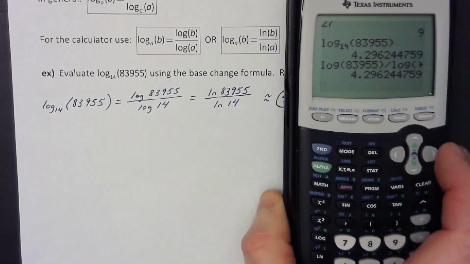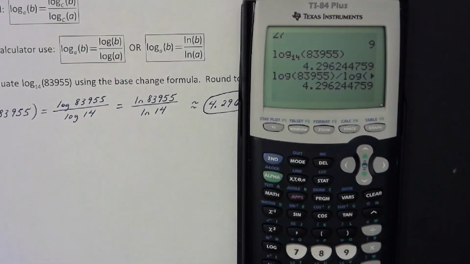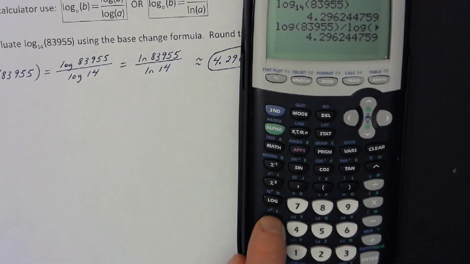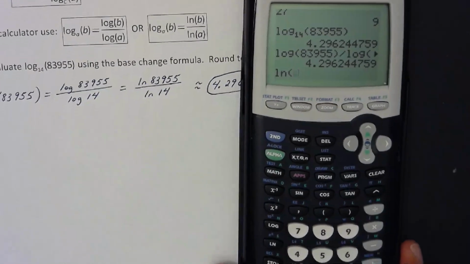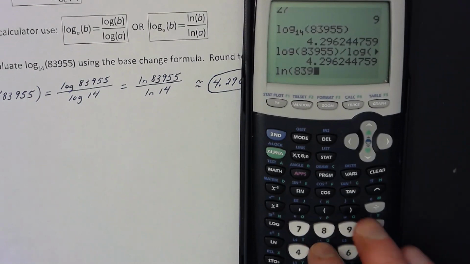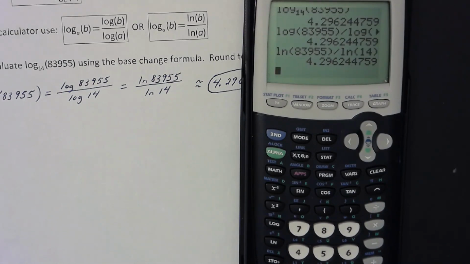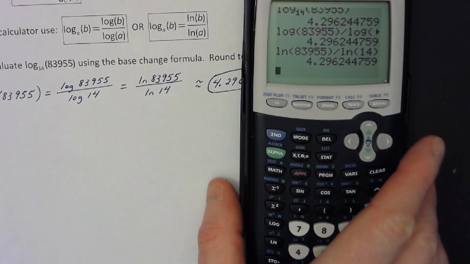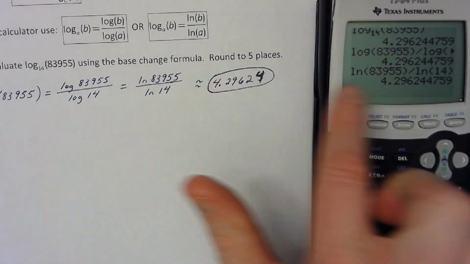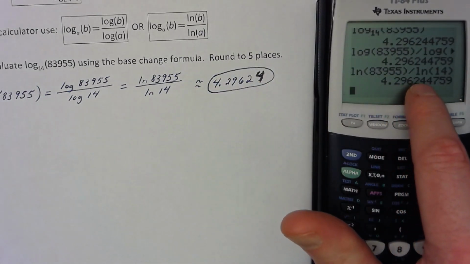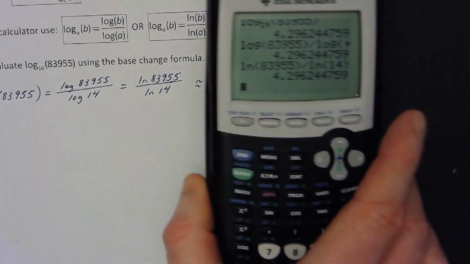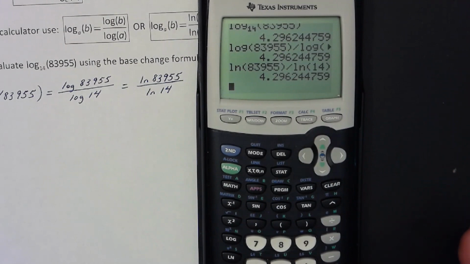Or also you could say, well, what about the natural log? No problem. Natural log on your calculator right here. I would just say it's going to be the natural log of the 83,955 divided by, make sure you close off that natural log, then divide by the natural log of 14, close, and you'll notice you still get that same answer, 4.296244759, no matter what, which rounded to 5 decimal places is 4.29624.